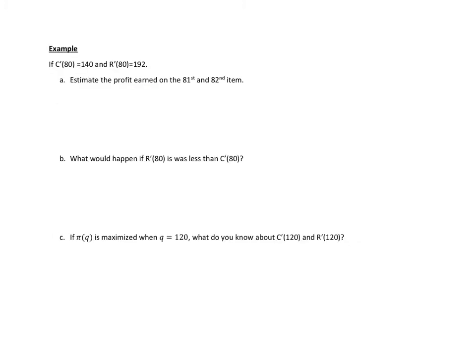All right, so in this example, we're told C prime of 80 equals 140, and R prime of 80 equals 192. What that means is marginal cost of 80 is $140. Each additional item after 80 items would cost $140. Marginal revenue at 80 equals $192. So that means each additional item generates $192. So estimate the profit on the 81st item.